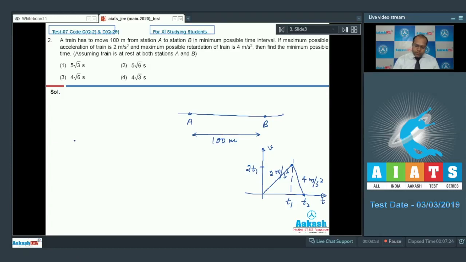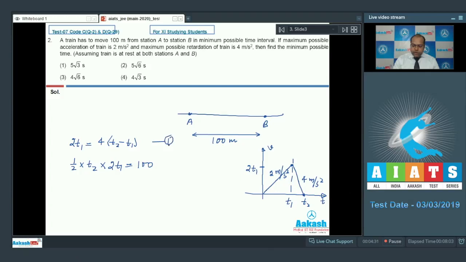So this 2t1 is equal to 4 into (t2 minus t1), because for the second motion the final velocity is 0, initial velocity is 2t1, the retardation is 4 meter per second square, and the time interval is t2 minus t1. And we know that the total distance is 100 meter. So the area of this graph is equal to 100 meter. So I can write half into base, that is t2, into height, that is 2t1, must be equal to 100.